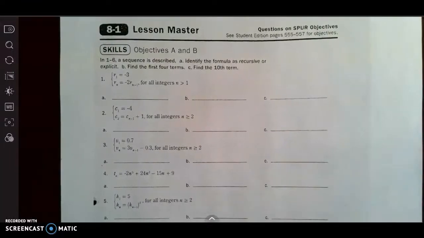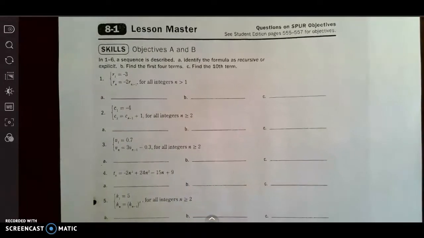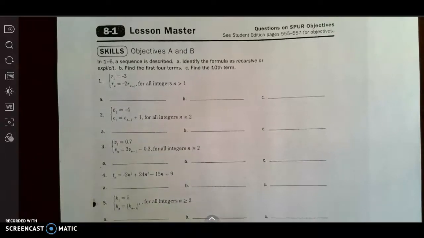This video is on Lesson Master 8.1, and I'll go through all of the problems. Notice it asks in questions 1 through 6 to first identify the formula as recursive or explicit.